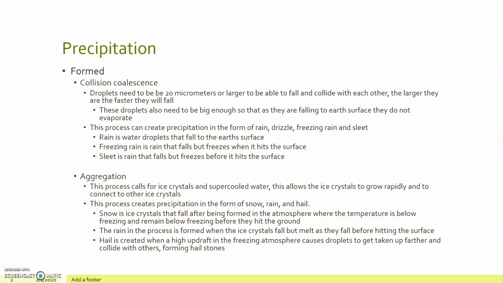Rain is when water droplets fall to the Earth's surface. Freezing rain is rain that falls but freezes when it hits the surface. Sleet is rain that falls but freezes before it hits the surface.